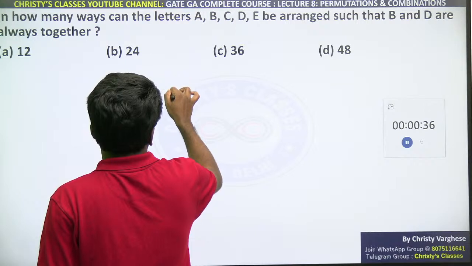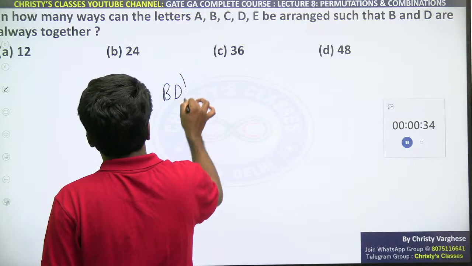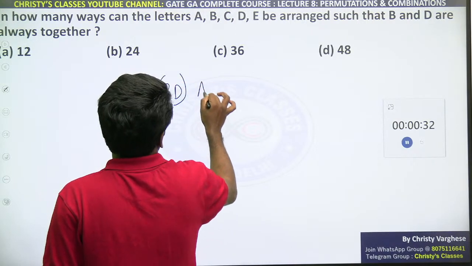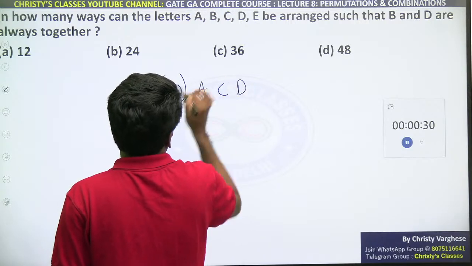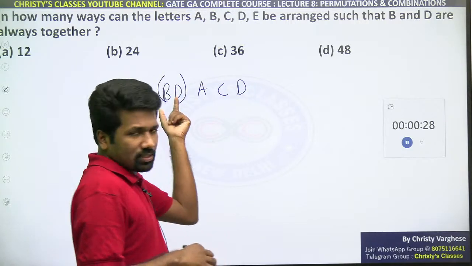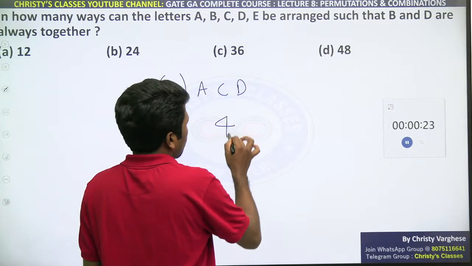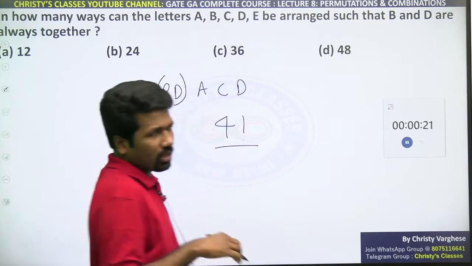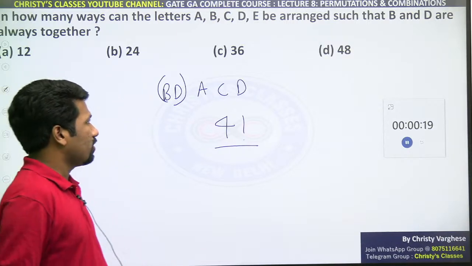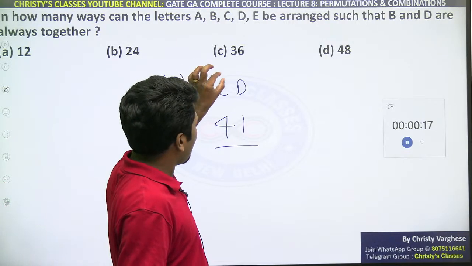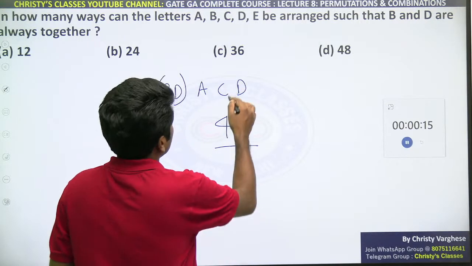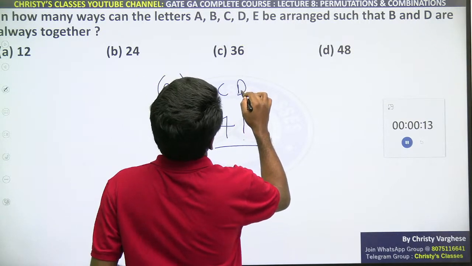मतलब एक रेस्ट्रिक्शन आ गया, बी और डी ये लेटर टुगेदर होना चाहिए. टुगेदर होने के लिए लेट अस कंसिडर देम एज अ सिंगल लेटर. बी डी एक सिंगल लेटर है. अभी ए सी और E मतलब सिर्फ 4 लेटर्स है. 4 लेटर नॉर्मली 4 फैक्टोरियल वेज में अरेंज कर सकता है ना. बी डी, ए, सी एंड E.